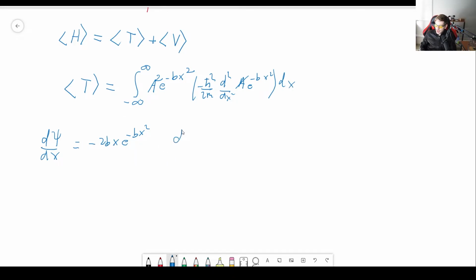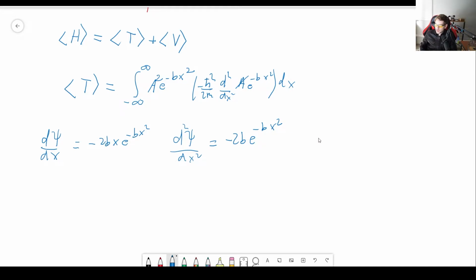Now we have to derive again, d squared dx squared. Here we have to apply the product rule. So first deriving the x, we get minus 2b e to the minus bx squared. And then deriving again the exponential, we get the same thing.